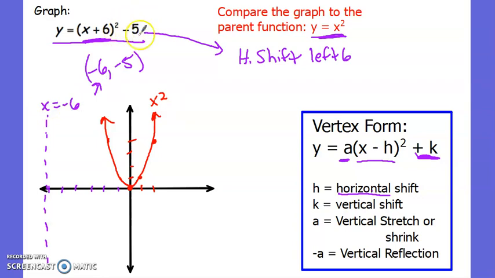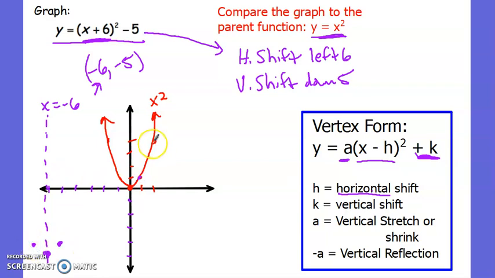Then, notice we're also going to say minus 5. We're going to shift down 5, k being negative 5. So vertically shift down 5. So we're going to take this and go 1, 2, 3, 4, 5. We're going to put our vertex way down here so that now if we found more points, we can take these points and we can shift them left 6 and down 5. We can have a little symmetry going on.